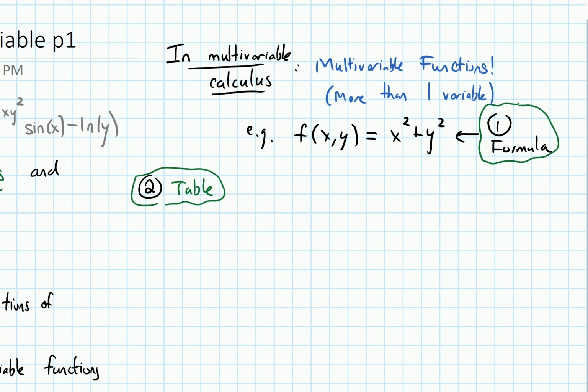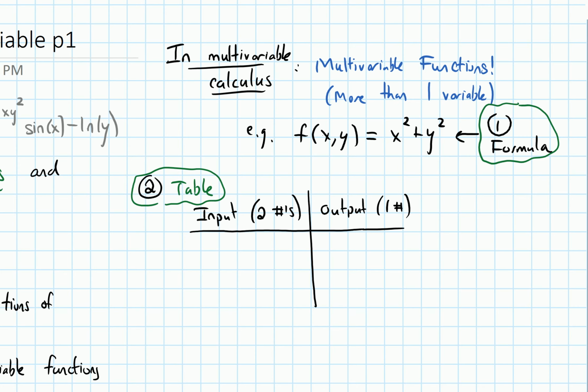For something like this, I'm still going to have an input, but the input now is two numbers as opposed to one as it was for a one variable function. So this function is a two variable function because I'm inputting values for two variables. And I have an output still, and the output is just going to be one number.